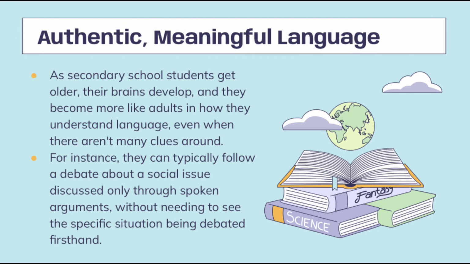For instance, they can typically follow a debate about a social issue discussed only through spoken argument without needing to see the specific situation being debated firsthand. For example, teenagers are usually able to follow a debate about a social issue by listening to the spoken arguments alone. They do not need to directly witness the situation being debated in order to understand the discussion and form their own opinions.